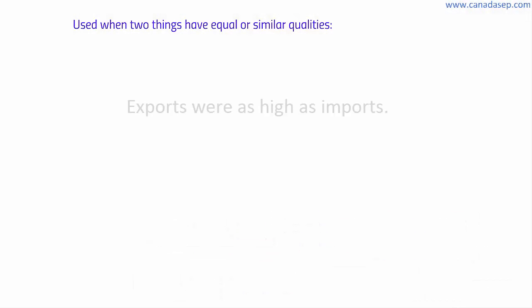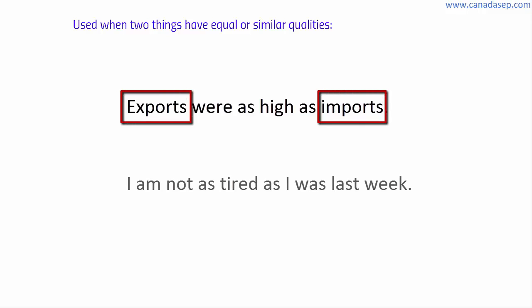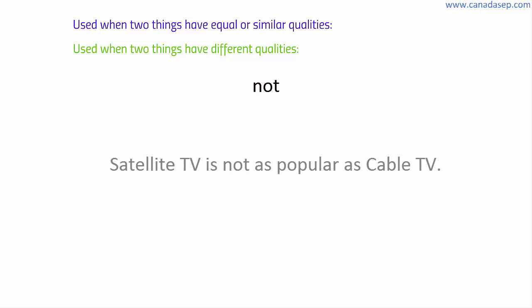Take a look at some more examples. Exports were as high as imports. Two nouns. I'm not as tired as I was last week. Two subject verbs. You can also use the as to talk about two things that are not equal by adding not. In comparing satellite TV and cable TV, you could say, satellite TV is not as popular as cable TV.